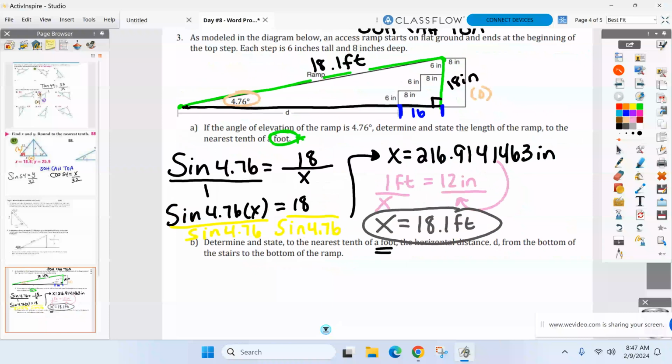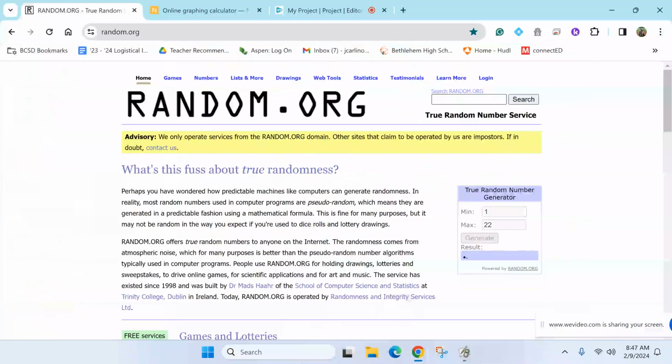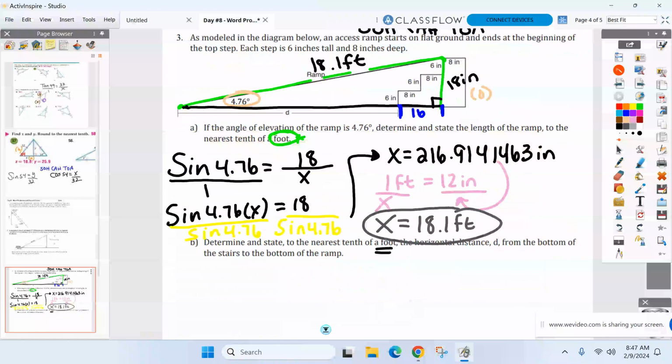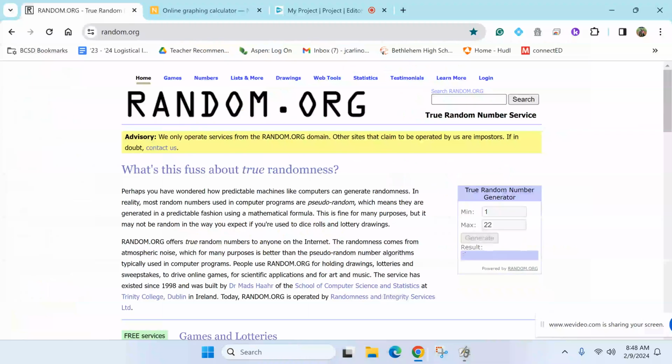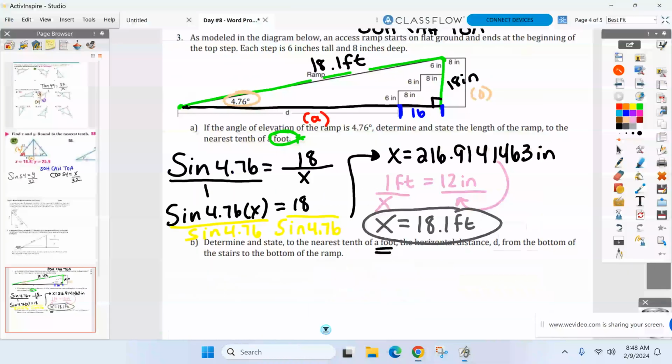Now what side am I finding? I'm still using 4.76 too. I still want to use that, and the 18. So I already have opposite, and now what side am I looking for? Down here. What side is this one going to be? Cormac? That's adjacent. Yep. So I have opposite and adjacent. Which one of the three do we want to use with opposite and adjacent now? Bailey?